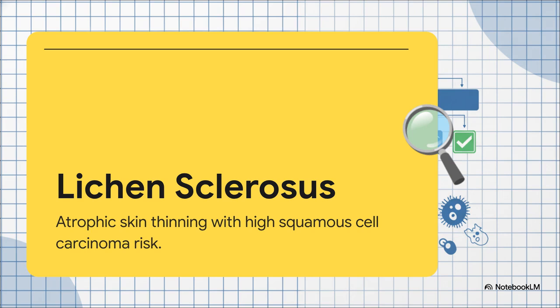Both conditions present with chronic pruritus and skin changes, sure. However, only lichen sclerosus causes autoimmune architectural destruction, severely thins the skin, and carries that high SCC risk. Lichen simplex chronicus, on the other hand, simply thickens the skin mechanically and has zero malignant potential. Your biopsy and treatment thresholds hinge entirely on this specific distinction.